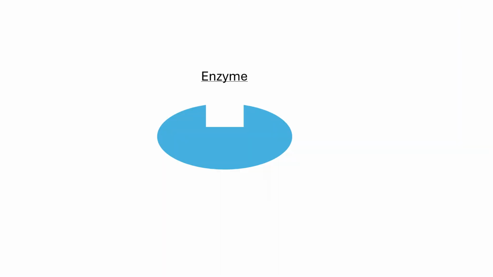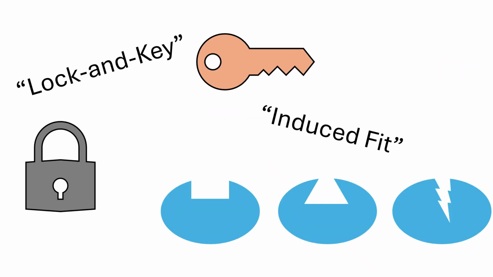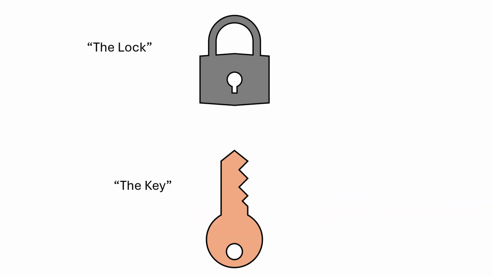This is an enzyme. Enzymes have a special region called an active site. This is where the substrate binds and the reaction speeds up. Now there are two main models that explain how enzymes work, the lock and key model and the induced fit model. The lock and key design works just like a real lock and key. Think of the lock as the enzyme and the key as the substrate that fits perfectly into it.